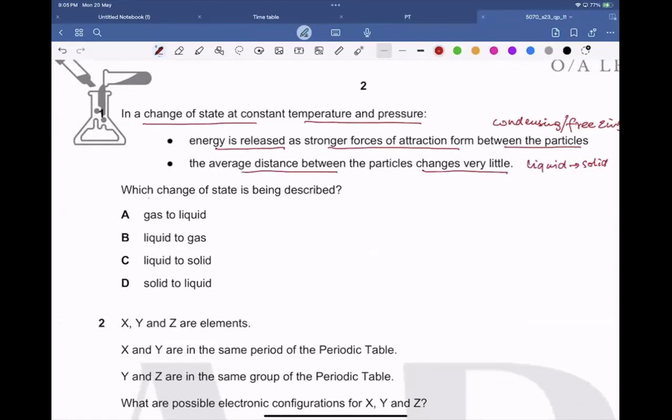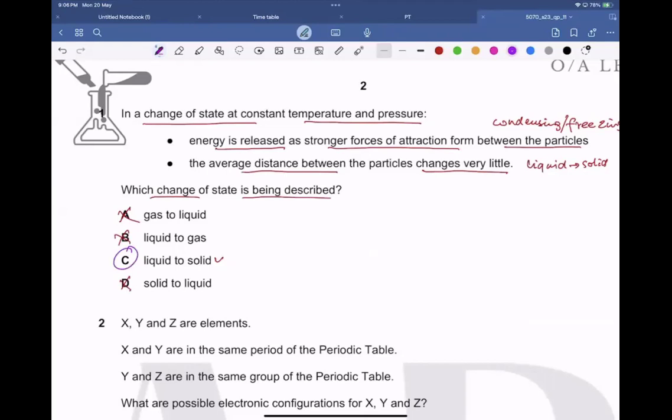So which change of state is being described? Gas to liquid, no, completely wrong. Liquid to gas, completely wrong. Liquid to solid, yes, it can be an answer. Solid to liquid, again, the force bonds are broken. So C is the correct answer.